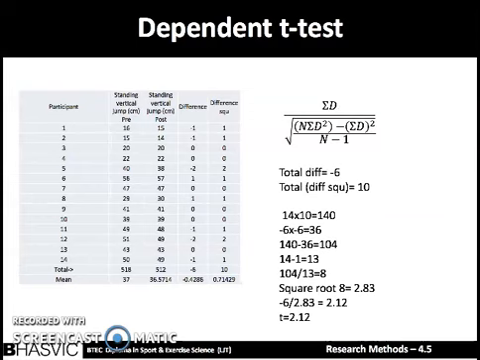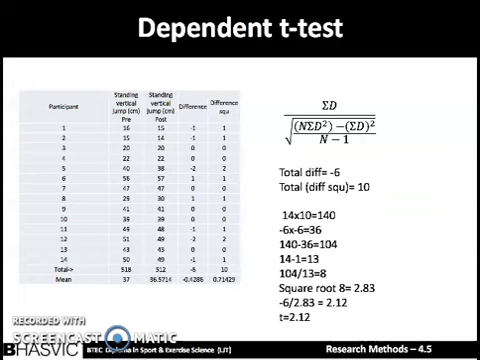So again, the equation can be seen on the screen now, so top right, and the workings out are displayed below it. So in the table, you've got participants, standing vertical jump, pre-test and post-test, and then difference and difference squared. So d in the equation is difference, and obviously d squared is difference squared. And you also have the total and the mean, just to make it clearer for myself.